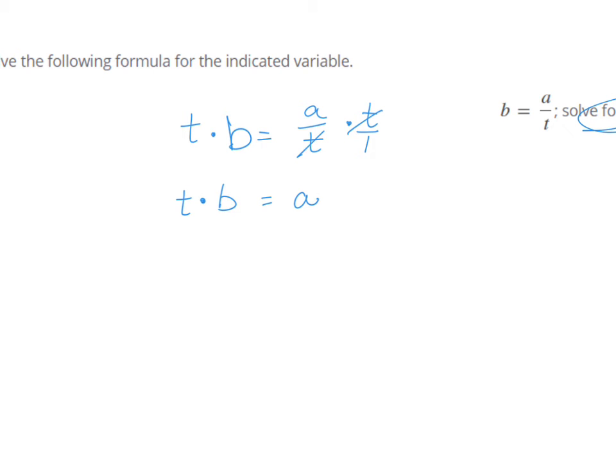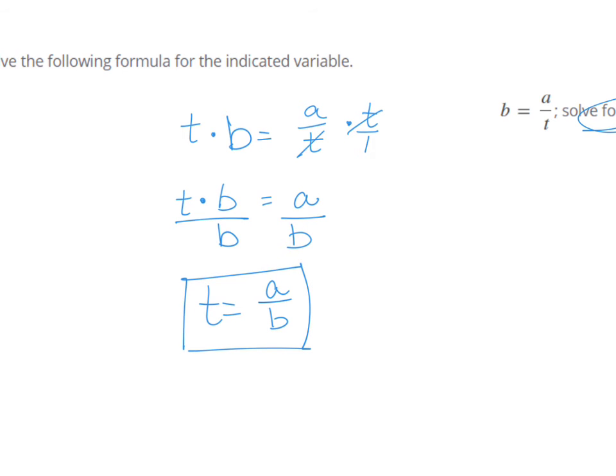So now I'm looking at this problem like I'm trying to get T all by itself, and it's being multiplied by B. Well, let's undo multiply by B by dividing by B. So T is going to equal A over B. And I know I'm back to a fraction, but that's okay because I have the T isolated.